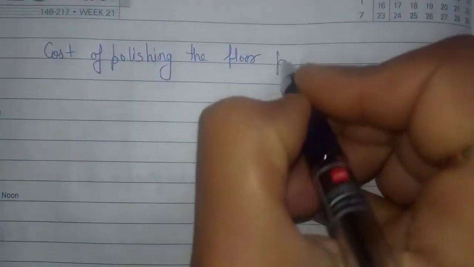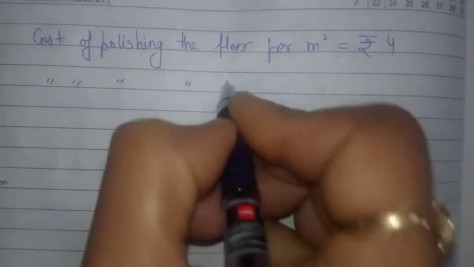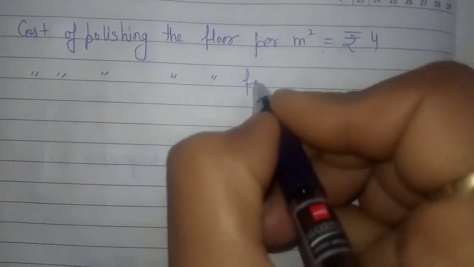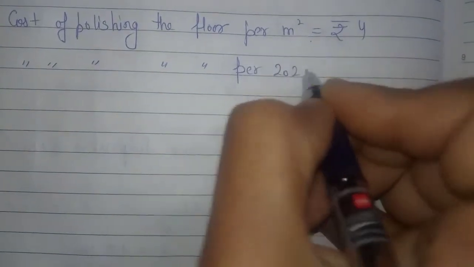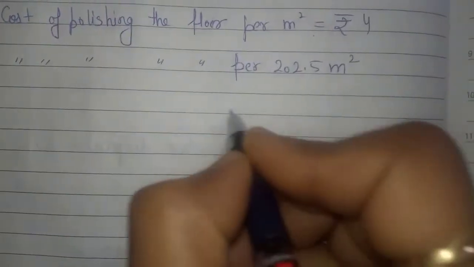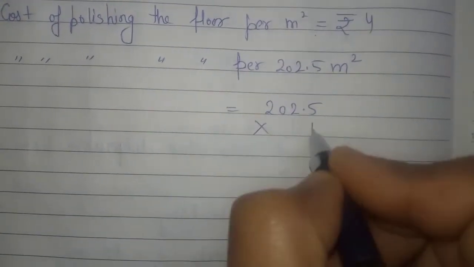Cost of polishing the floor per meter square is rupees 4. So cost of polishing the floor per 202.5 meter square is equal to 202.5 multiplied by 4.